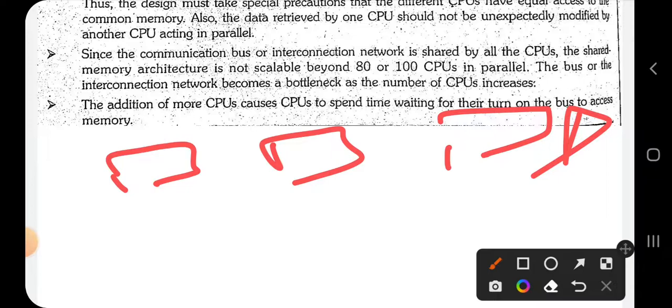The remaining topics, shared disk multiple CPUs and shared nothing multiple CPUs, we will discuss in our next lecture.